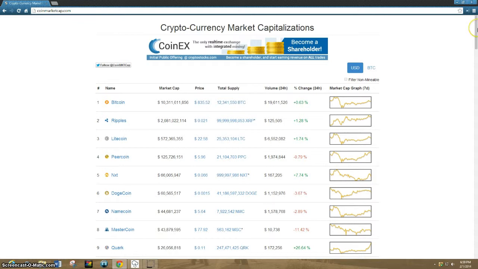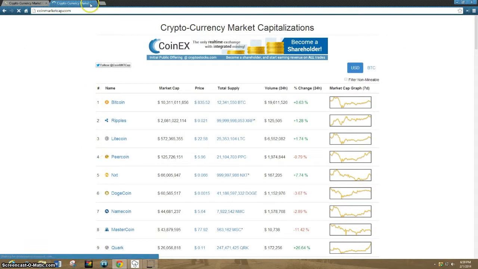Now, if you want to get involved in the cryptocurrency market, the best place to start is CoinMarketCap.com, which is right here. As you can see, you type in CoinMarketCap.com, and then you are there. Once you're at CoinMarketCap.com, it basically compiles a list of statistics of the top coins.